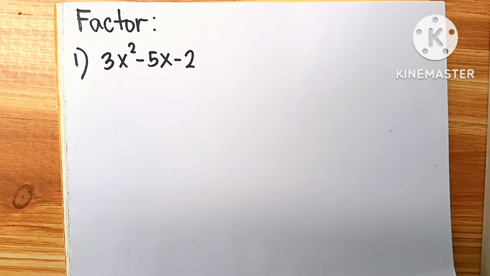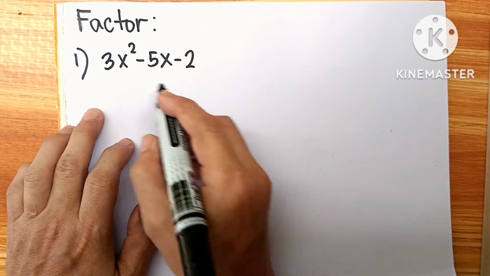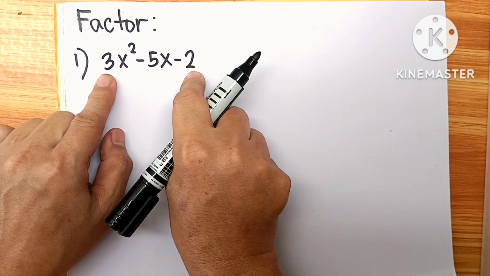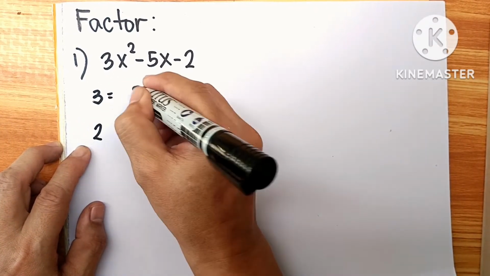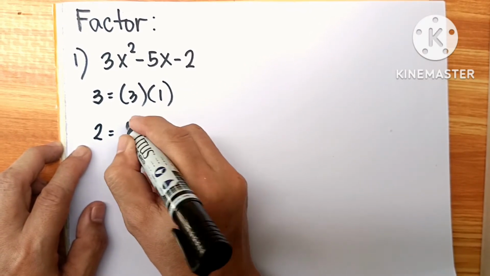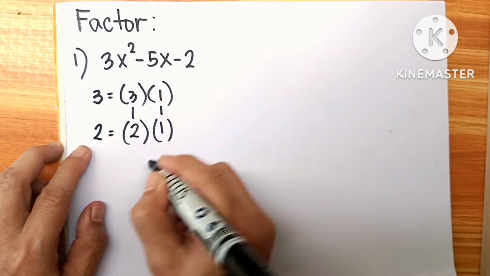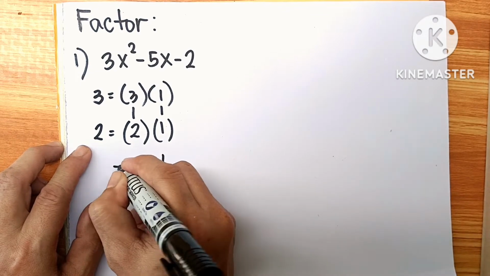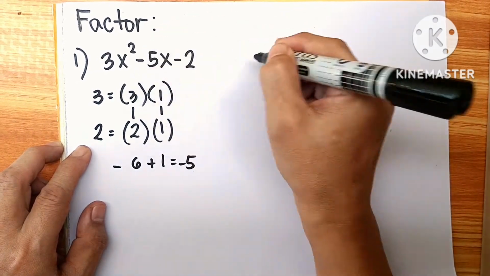Okay, factor 3x squared minus 5x minus 2. So, huwag kayong kukurap dahil mabilis lang to. First step, get the leading coefficient and the constant term. Get the factors. We have 3, 1 and 2, 1. Now, multiply 3 by 2 and 1 by 1. This is 6. This is 1. If I subtract 6 from 1, negative 6 plus 1, I'll get negative 5. That is our middle term.